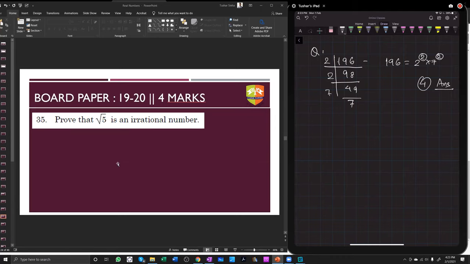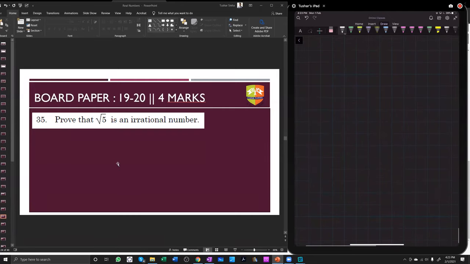Okay, next. Prove that root 5 is an irrational number. Every alternate year this question comes. Either it will be root 5, root 7, root 2, root 3, something like that. Prove that root 5 is an irrational number. So what do you do? Again, here is what we had discussed and we are going to use that part. Question: prove that root 5 is an irrational number.